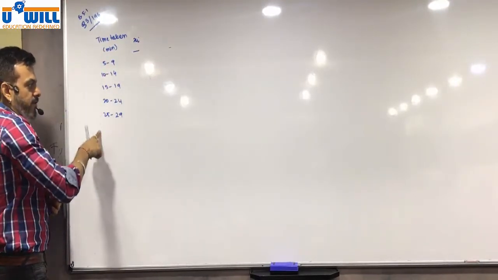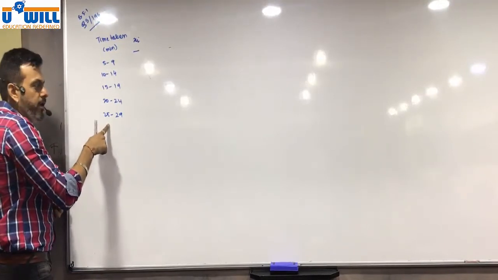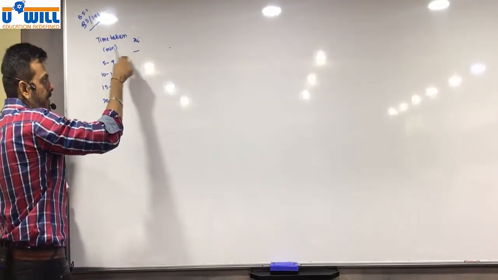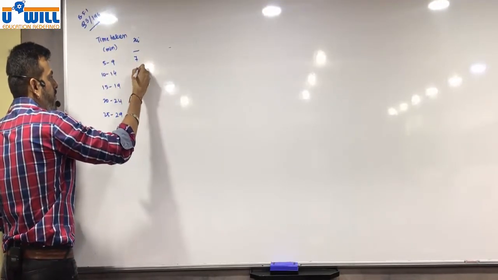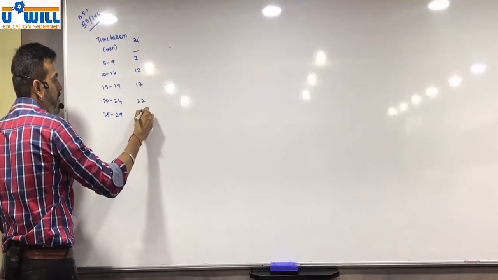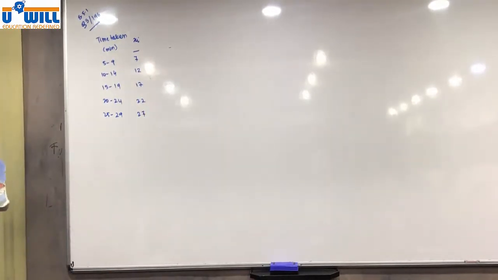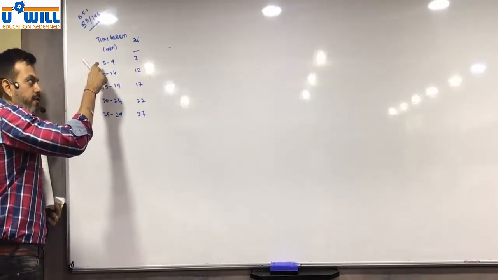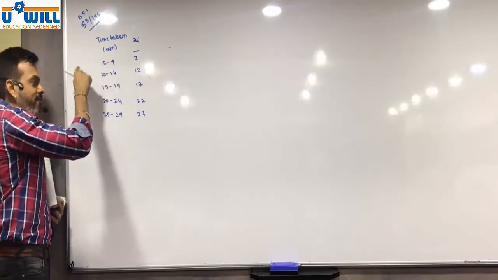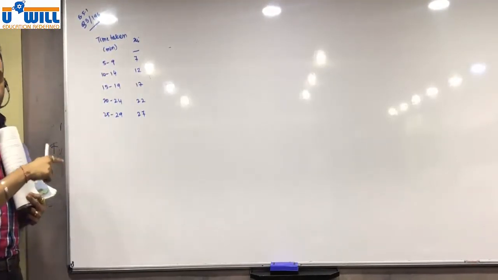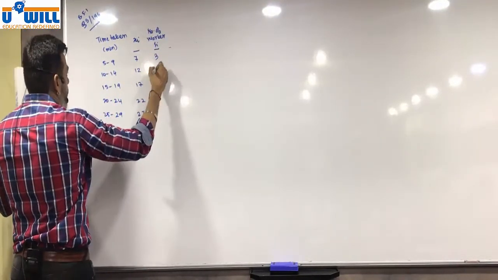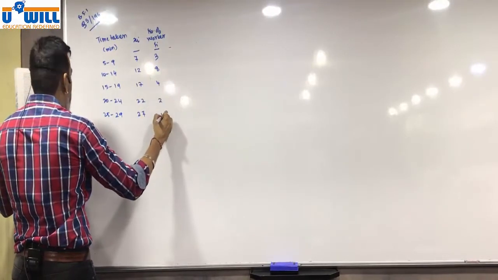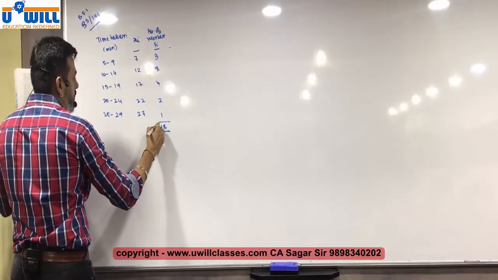Now what type of distribution is this? Inclusive or exclusive? Inclusive, but it doesn't matter for the mid value. So 5 to 9, 7, 12, 17, 22 and 27. What is the class length? 4 or 5? 5, because it is inclusive. So 5 is included and 9 is also included: 5, 6, 7, 8 and 9. Okay, then write the frequency, that is the number of workers: 3, 8, 4, 2, 1. N is equal to 18.